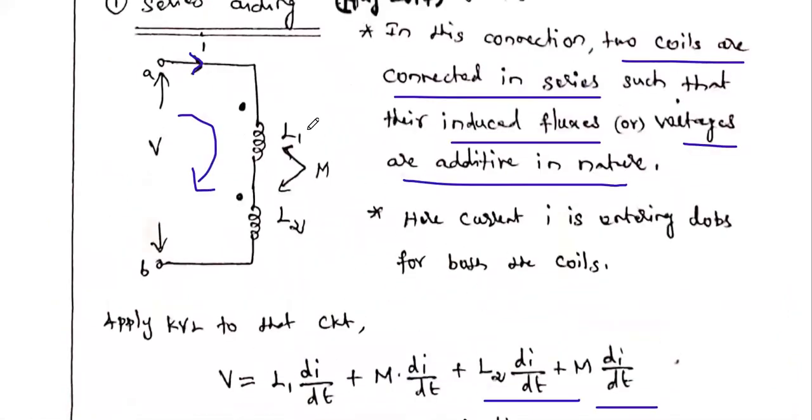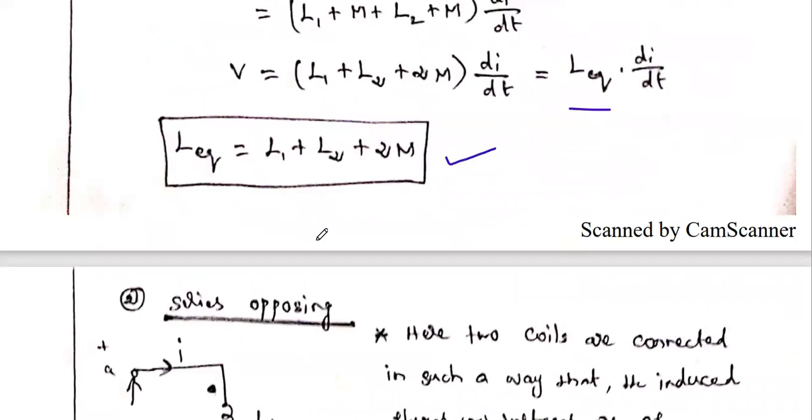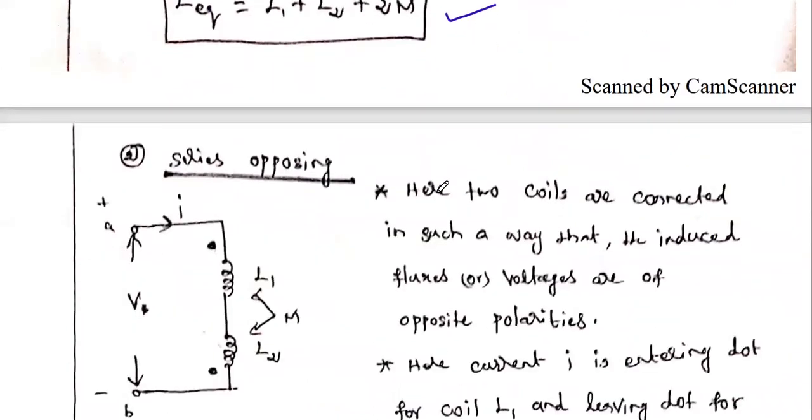Okay, for example, in a problem, if the L1 value is given as 1 millihenry, the L2 value is given as 2 millihenry, and the mutual inductance between the two is given as 0.5 millihenry, then the L equivalent is L1 plus L2 plus 2M. So 1 milli plus 2 milli plus 2 into 0.5 milli. Okay, so we can get the L equivalent value directly. So this is the first case.